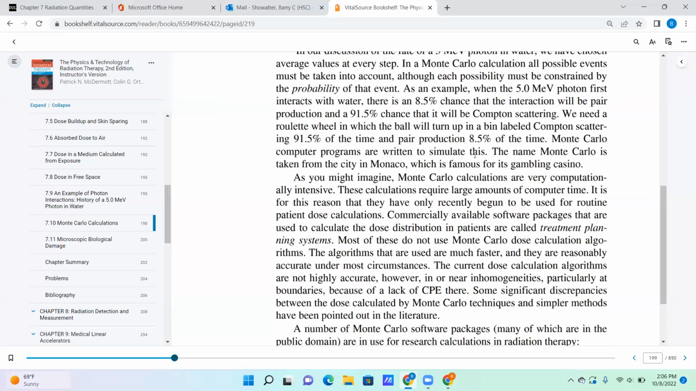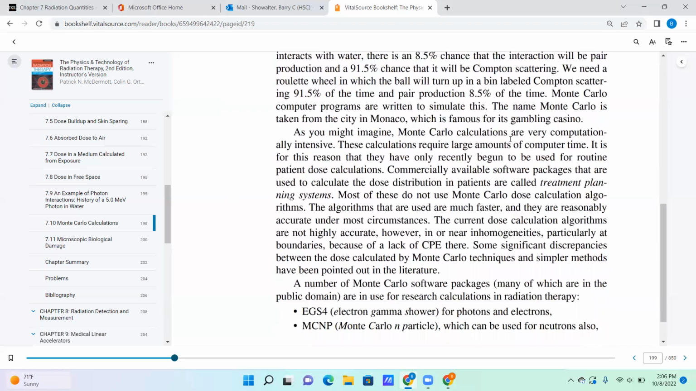Monte Carlo programs are written to simulate this. The name Monte Carlo is taken from the city of Monaco, which is famous for gambling. These computations are very intensive. These calculations require large amounts of computer time. For this reason, they've only recently begun to be used for routine patient dose calculations.